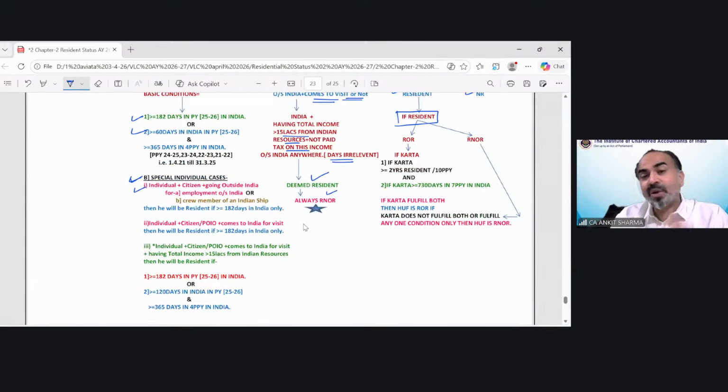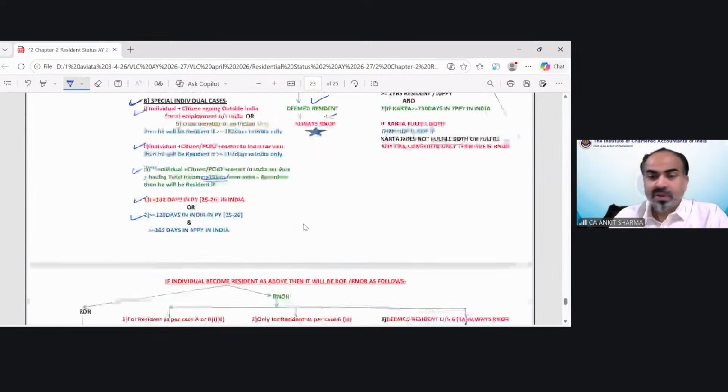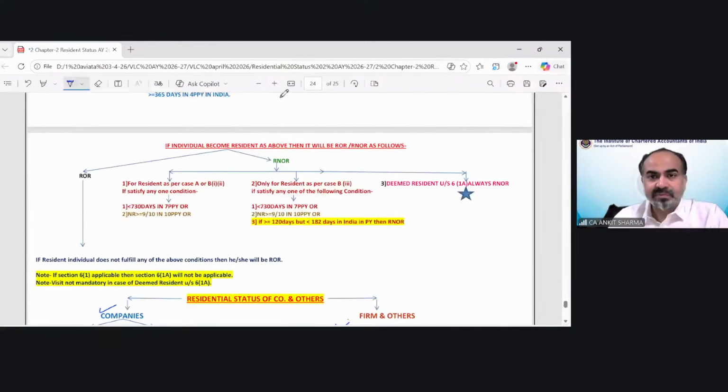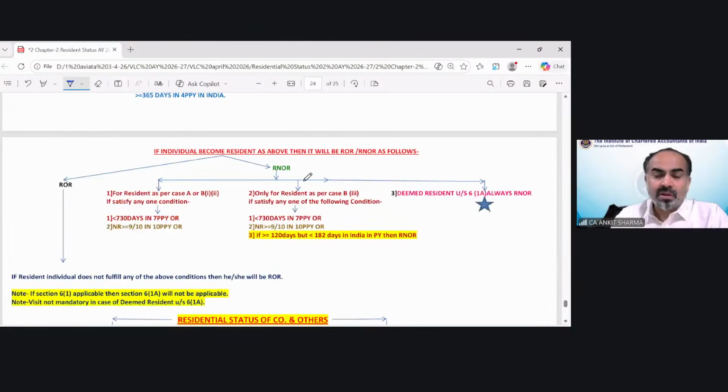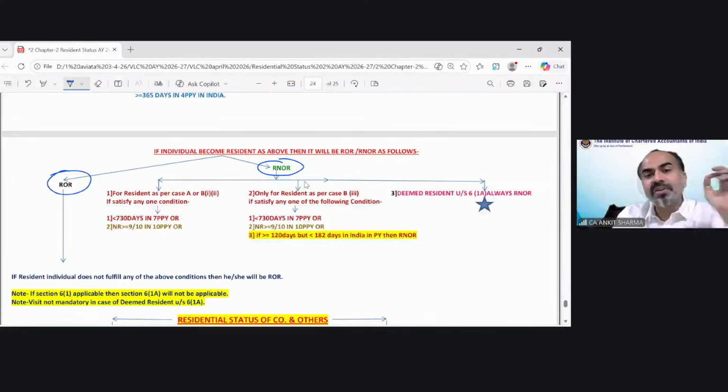First case, going outside India. Second case, coming into India. Third case, coming into India, having income more than 15 lakh. Then 2 conditions are applicable. If you become a resident, then we have to find out whether you are a resident and not ordinary resident or a resident and ordinary resident. For resident as per case A or B, 1 or 2 conditions, any one needs to be satisfied.